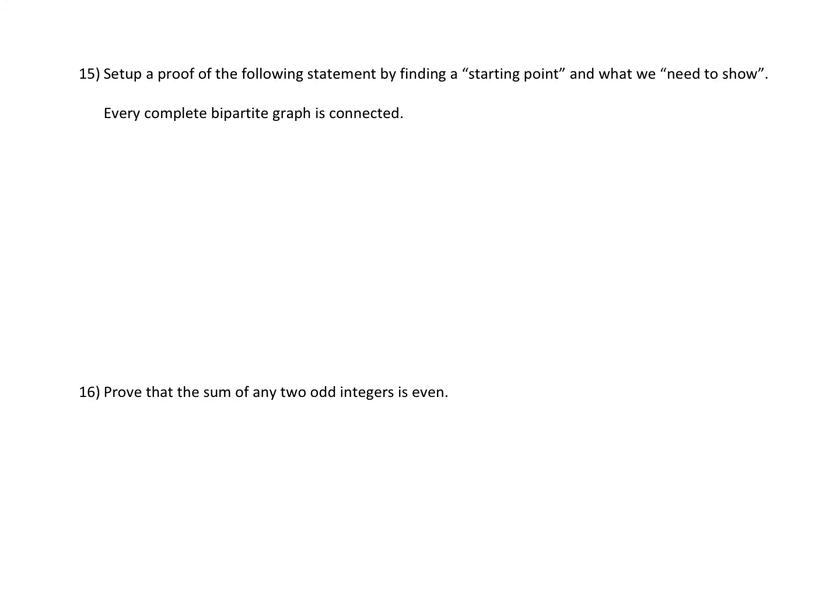So for number 15, we're going to set up a proof of the following statement by finding a starting point and what we need to show, or the result to be proved, as your textbook says. We're not actually going to write the proof, which we can't because we don't know what any of these things mean. What's a complete bipartite graph? And what does it mean to be connected? If we wanted to actually prove it, we would certainly need to know what those things are. But just to set up a proof, to know what its structure would look like, we can do that without knowing those definitions. So we know, where do we start?